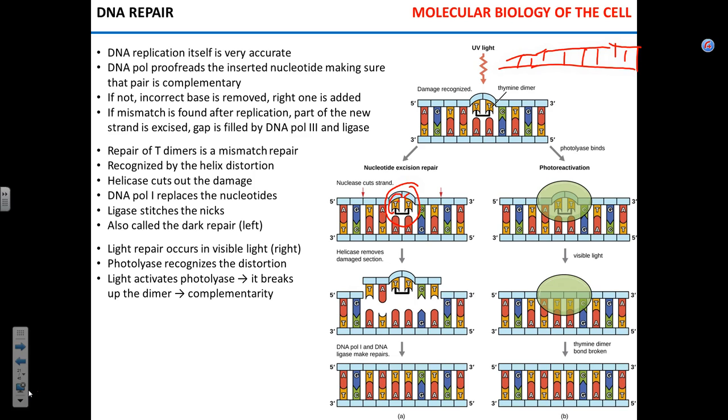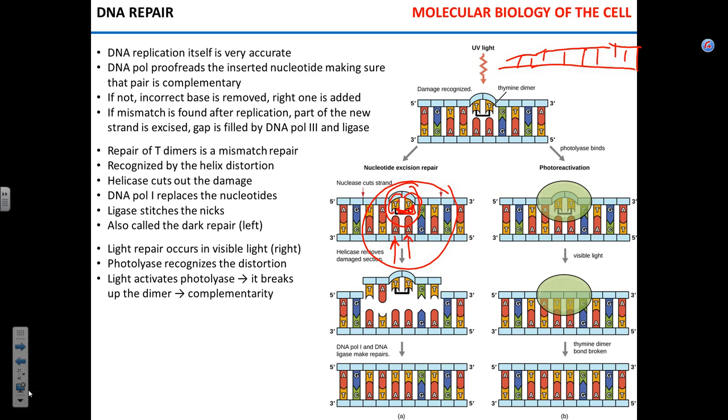So when thymine dimers are formed, since these residues have a covalent bond established between them, they cannot form proper hydrogen bonds with the complementary adenine residues on the parallel strand of the DNA. Since there are no hydrogen bonds, the helix is distorted. In this case, the group of repair enzymes, which include nuclease, helicase, DNA polymerase 1 and DNA ligase, start to fix the problem.